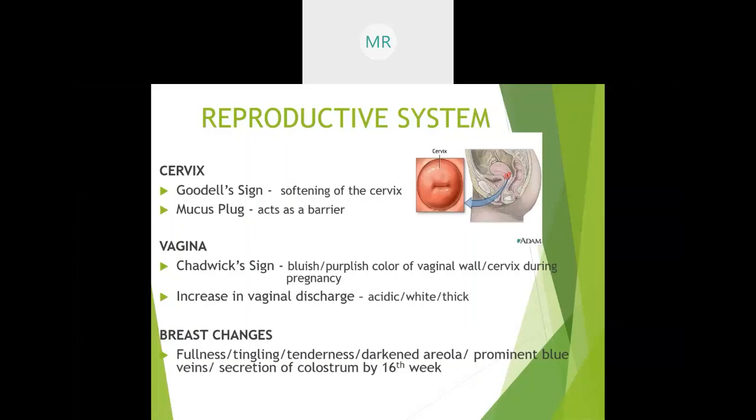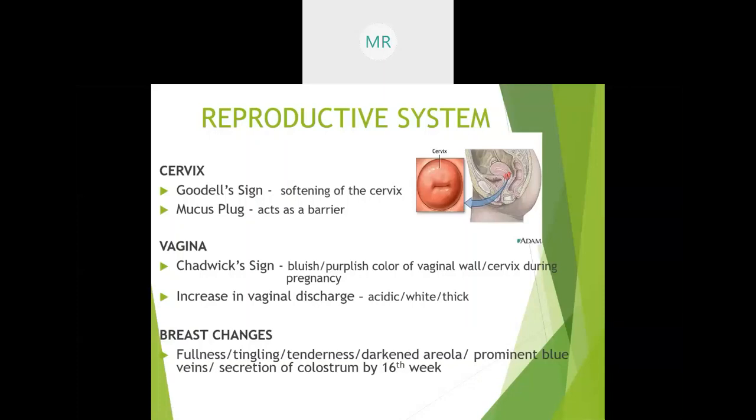And some vaginal changes. Again, thanks to the increase in estrogen hormone, we have Chadwick sign, which is evident also at about 6 to 8 weeks. It is a bluish purplish discoloration of the vaginal wall and the cervix during pregnancy. There's also an increase in vaginal discharge, which becomes more acidic, more white and thick.